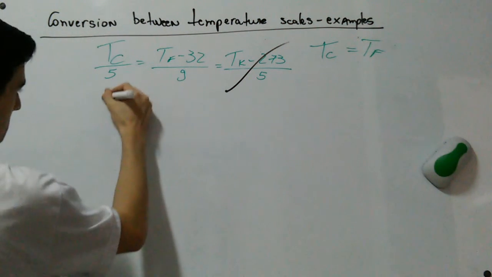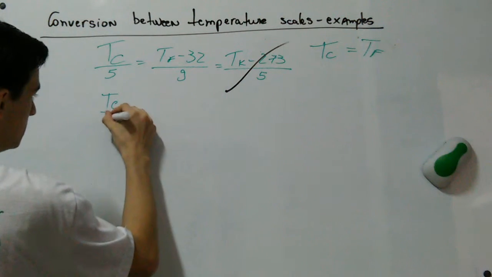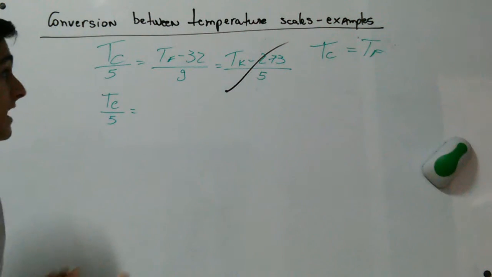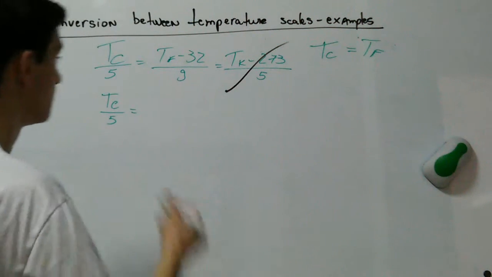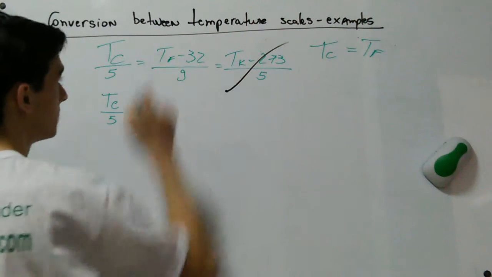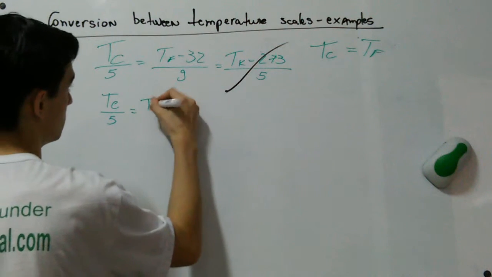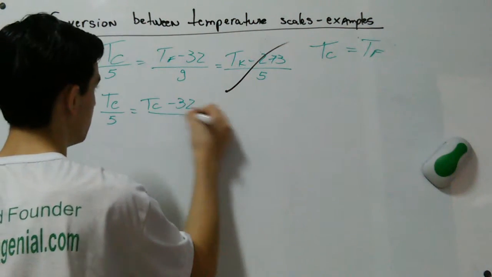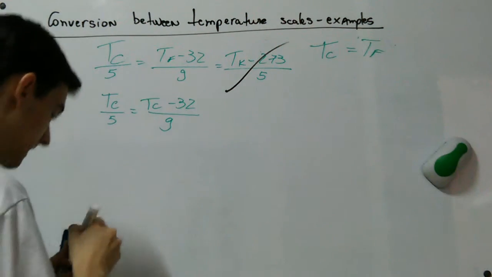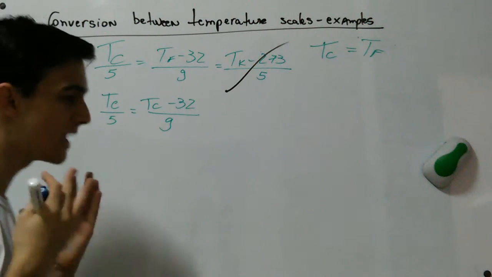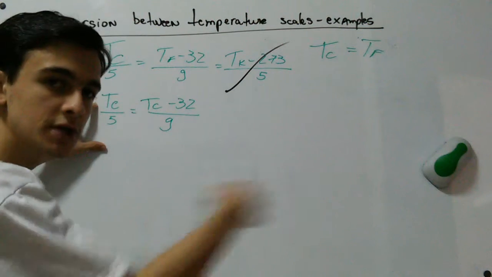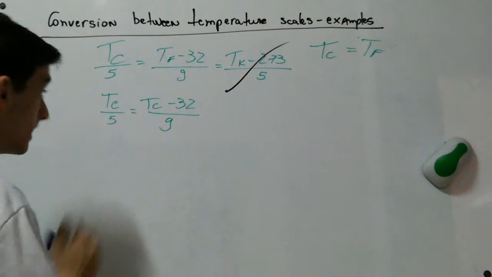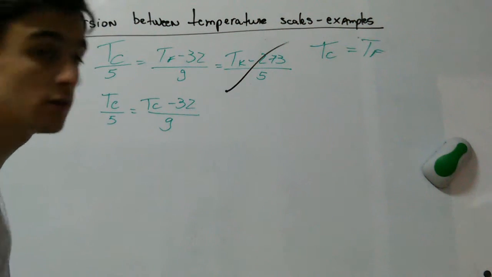So Tc divided by 5 equals Tf minus 32 divided by 9. Tf for that temperature is equal to Tc. So instead, in the place of Tf, you can put Tc. So Tc over 5 equals Tc minus 32 over 9. And again, this Tc is just the name of the variable. What Tc is representing is that temperature that we are looking for. So let's just solve this equation.